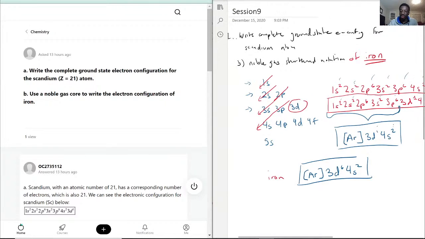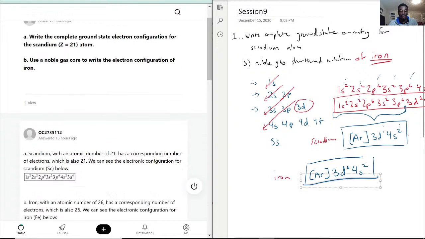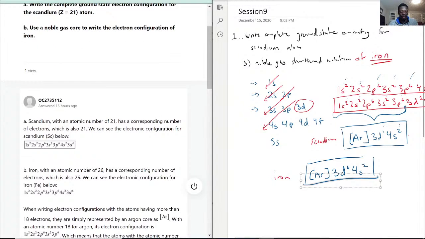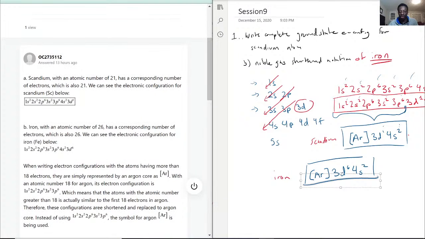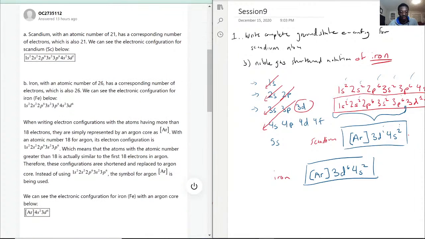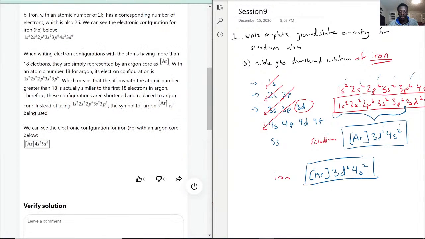So we have scandium here, and as the question was asking, this is for iron. So scandium, yep, we have that. And then iron, this is the longhand notation, 4s2 3d6, which is what we have at the moment. And then they replace it with argon, so they have argon 4s2 3d6.